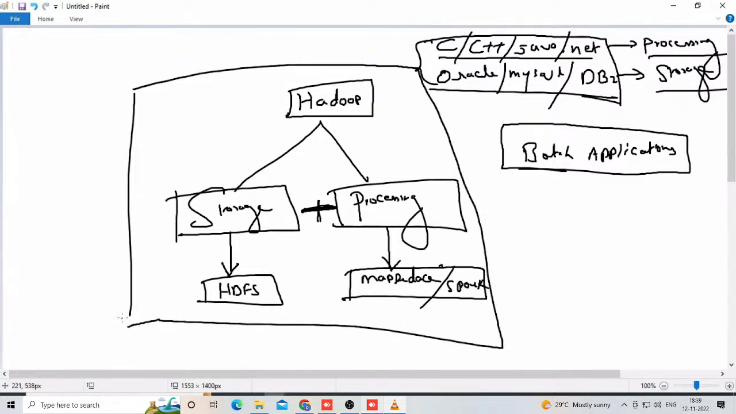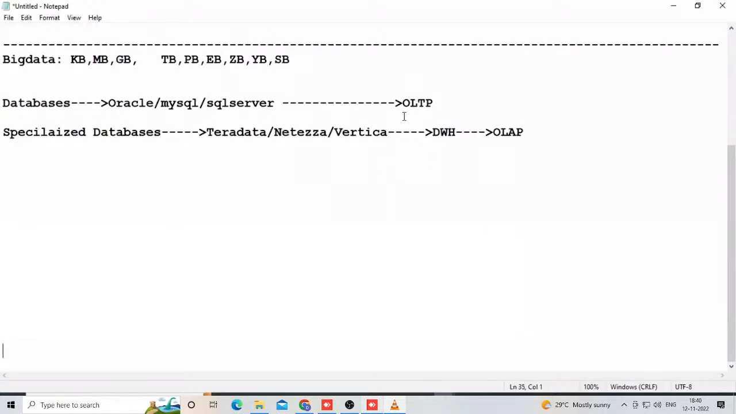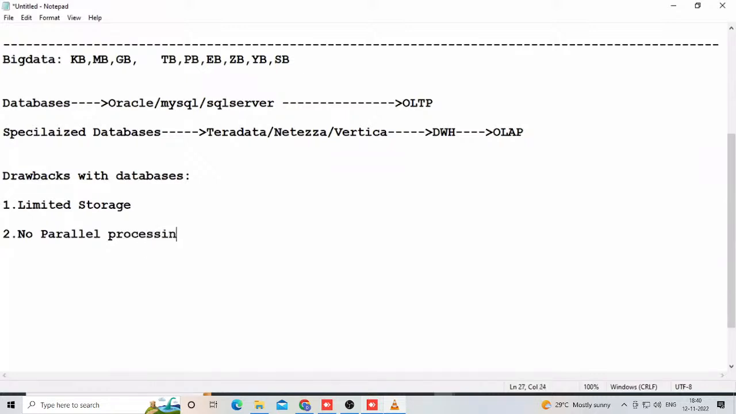There are a couple of queries: why are databases not chosen to store Hadoop data, and why are we going with a special kind of file system called Hadoop Distributed File System? What are the drawbacks we see with current databases? Most of the databases have limited storage and no parallel processing. Most databases cannot handle huge data storage, and in most of them we see no parallel processing.